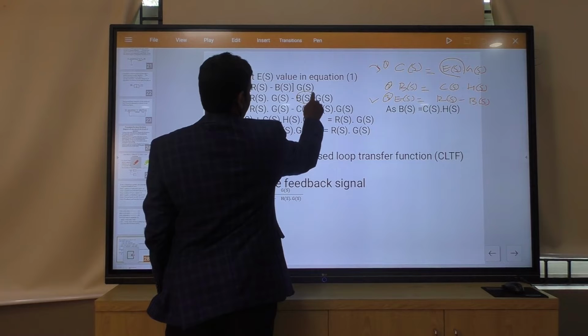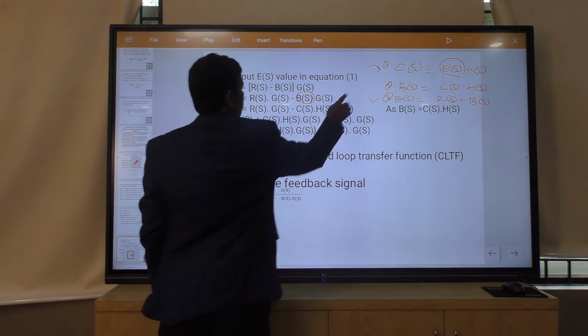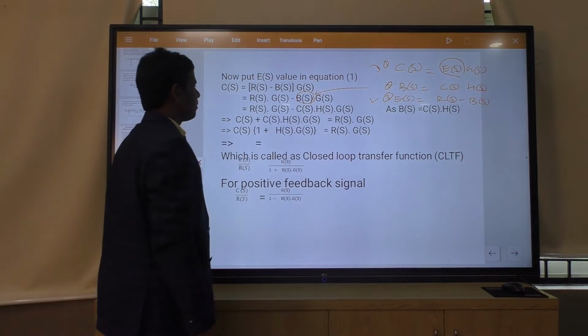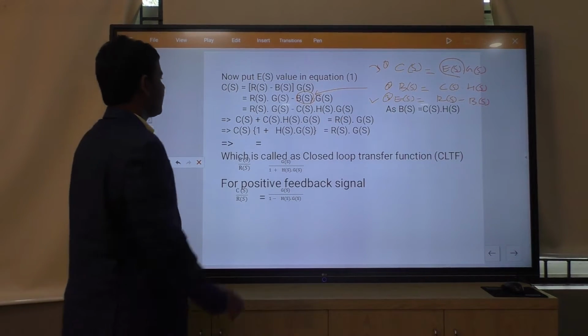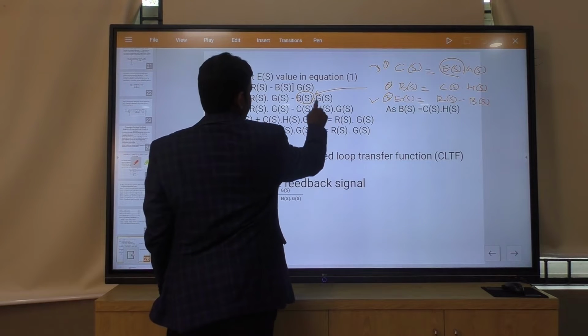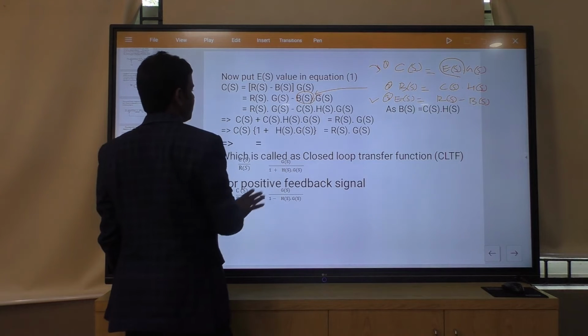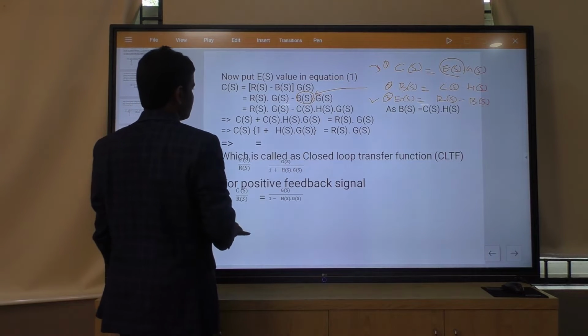What is the BS value here? Tell me. BS value is CS HS. So put the BS value here, so that we get RS GS minus CS HS GS. The BS value is CS HS. Then we see such an equation: RS GS, CS. Okay. So you are getting here.